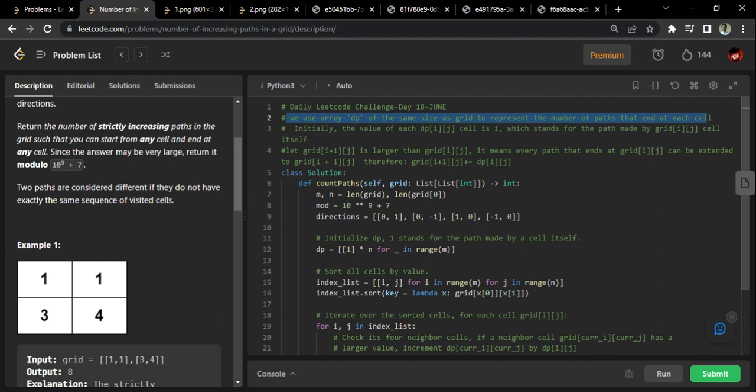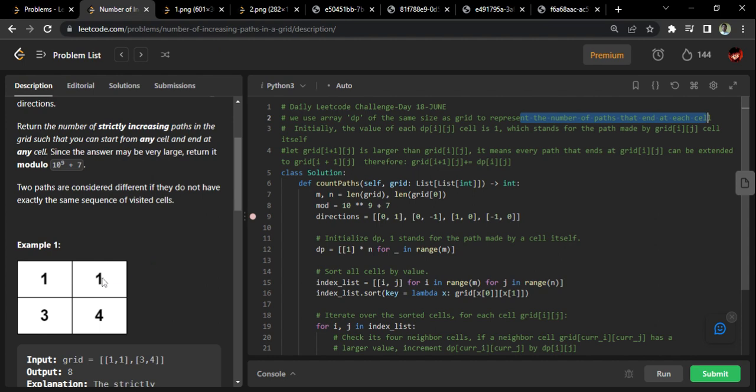We use dp. So what is dp? It's a two-dimensional matrix which I'm going to use. I'm going to do the dynamic programming through this. This array is a two-dimensional array. It will be of the exact same dimension as that of the grid. What is grid? This particular given input is the grid. It's called grid in this. It represents the number of paths that end at each of the cells.